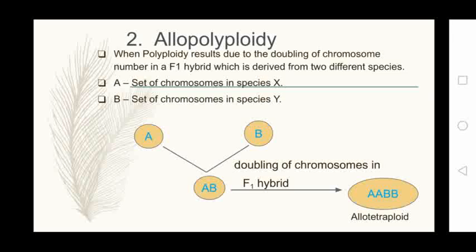So here the first A represents one set of chromosomes, the second A represents another set of chromosomes, capital B represents another set of chromosomes, and the fourth, capital B, also represents a different set of chromosomes. So 4 different sets of chromosomes are present in allotetraploid organisms.